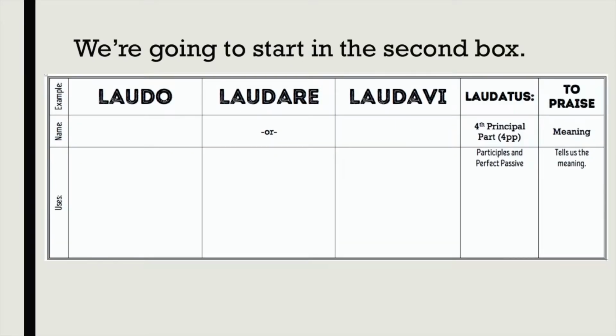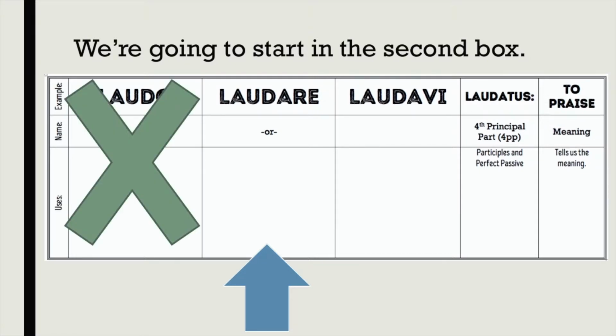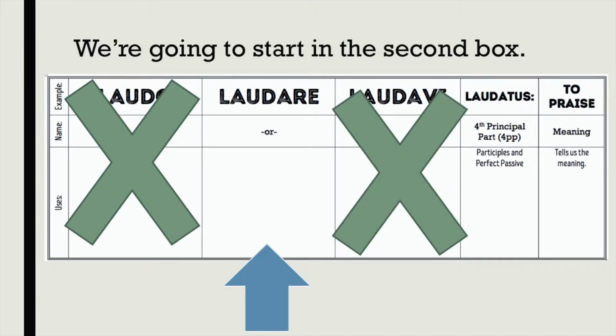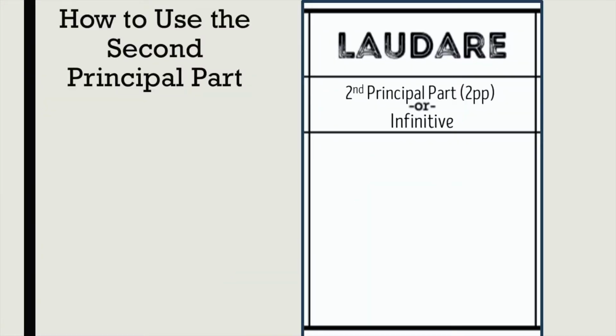Okay, so we've got the top box of the names all filled out. Now we're going to talk about the uses. But we're actually going to start in the second box right here for reasons. So don't do the first box. Don't do the third box. Just do the second box. All right, how we use the second principal part. Again, make sure you're writing in the one that says laudare on top of it.